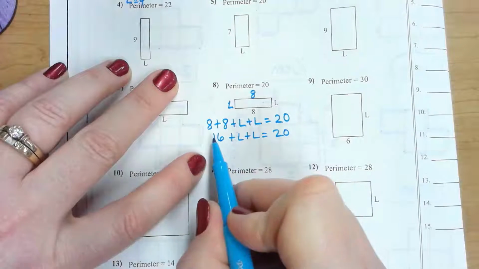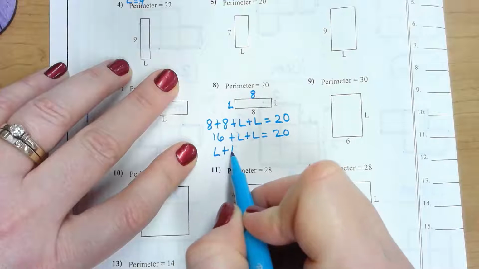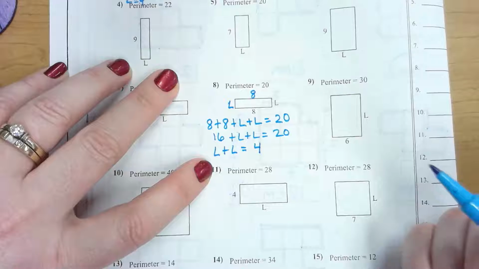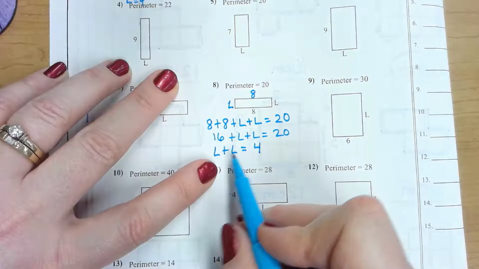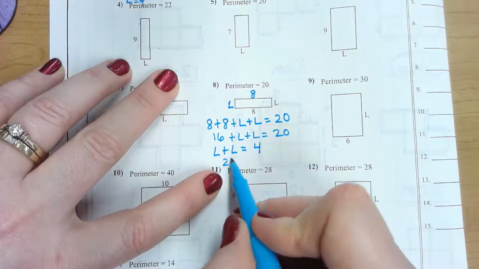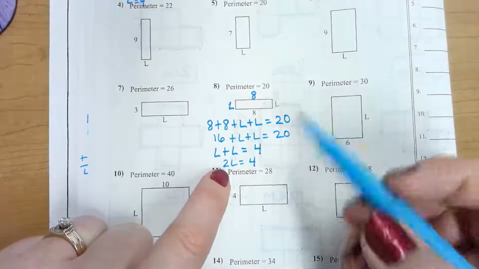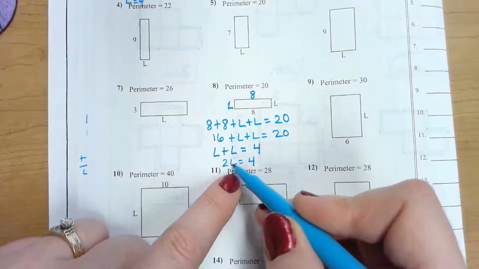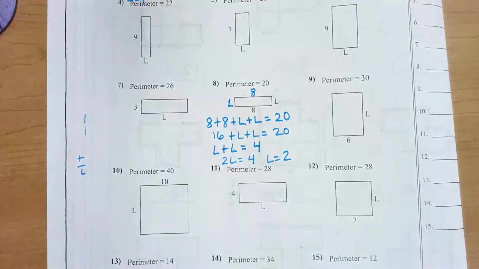Okay, well, if I take 20 and I subtract off 16, that means I have L plus L, my two missing sides, is going to be equal to 4 because I take 20 minus 16. So what plus what? Two same numbers equals 4, right? Or we could say 2L equals 4. And now if I take 4 divided by 2, or 2 times something gets me 4, I know L is going to be equal to 2.